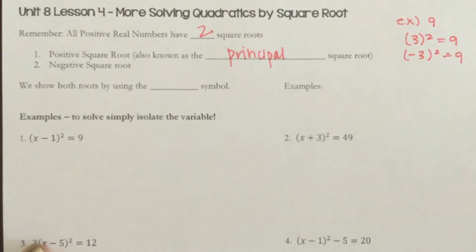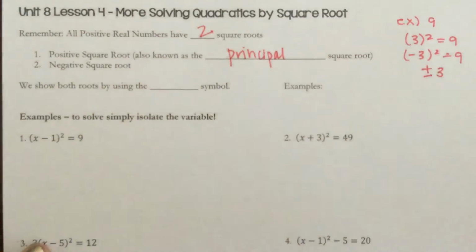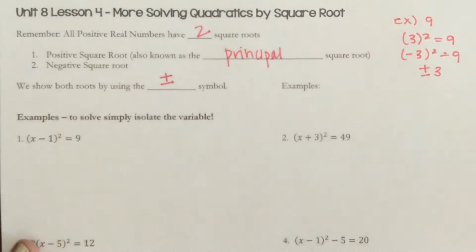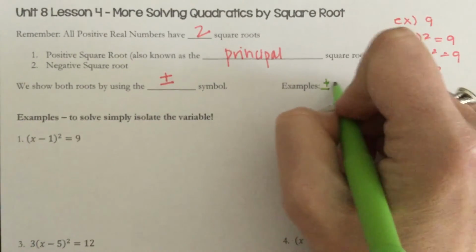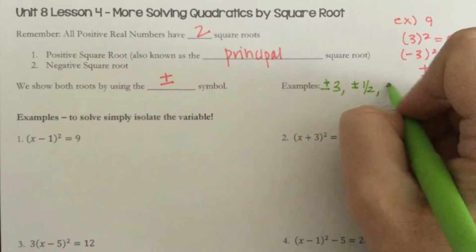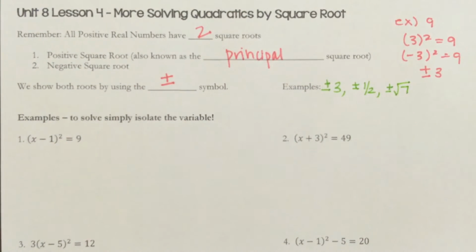So we say that the square root of 9 is a positive and a negative 3. Remember, we show both of these roots by using the plus or minus symbol. And so, for example, we can say that our solution is plus or minus 3, plus or minus 1/2, plus or minus the square root of 7. All right, same steps as yesterday.